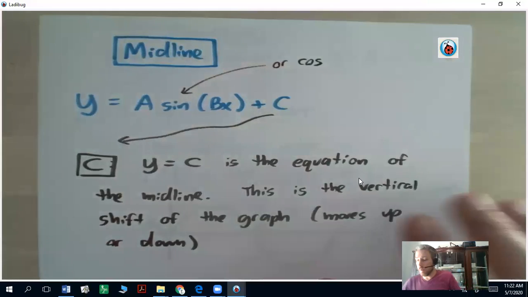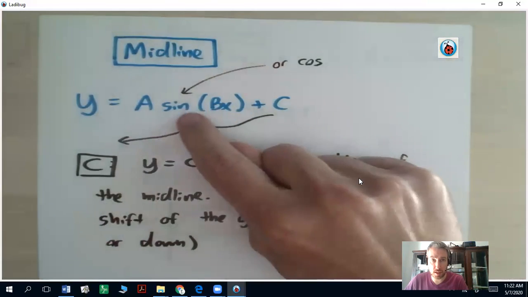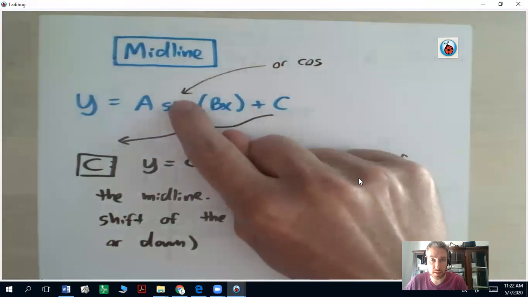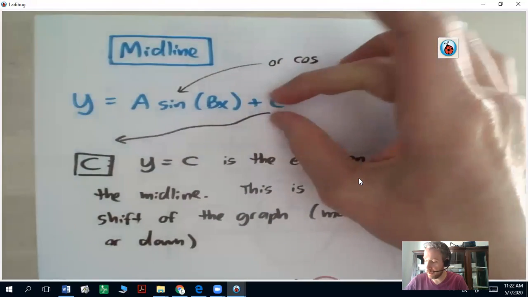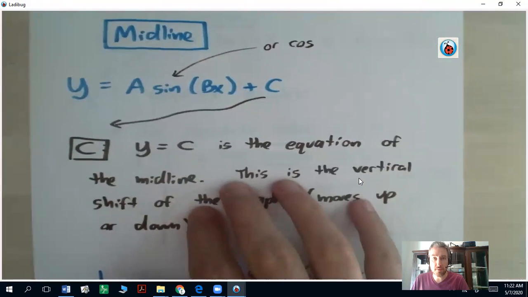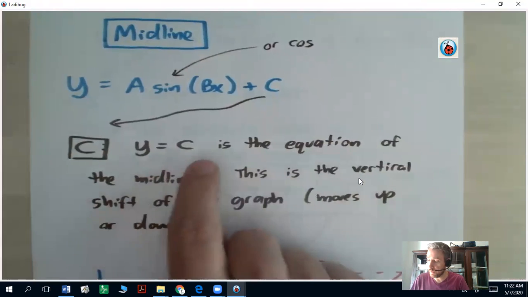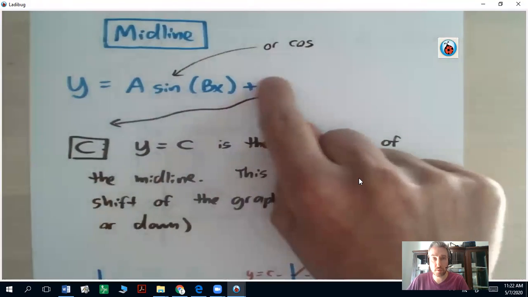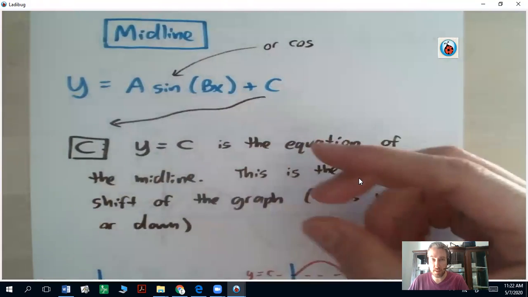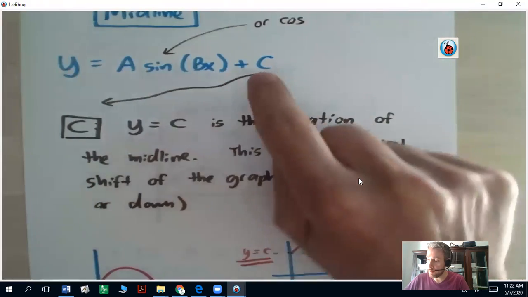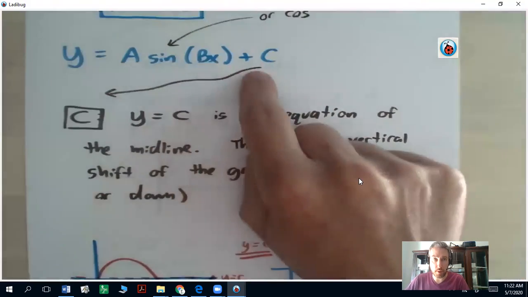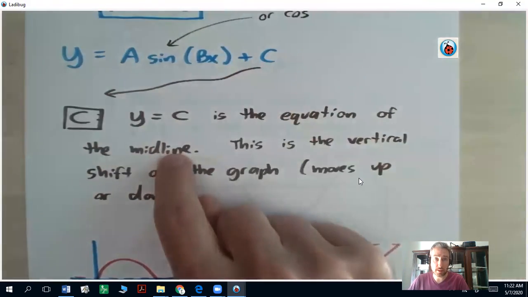The first value I want to talk about in either a sine or cosine function, it doesn't matter which, is the c value, that number at the very end. That number is going to affect how the graph is shifted up or down. With any of these equations, if there is no number at the end, the midline will just be the x-axis, y equals 0. We can move that up or down by adding or subtracting a number at the very end.